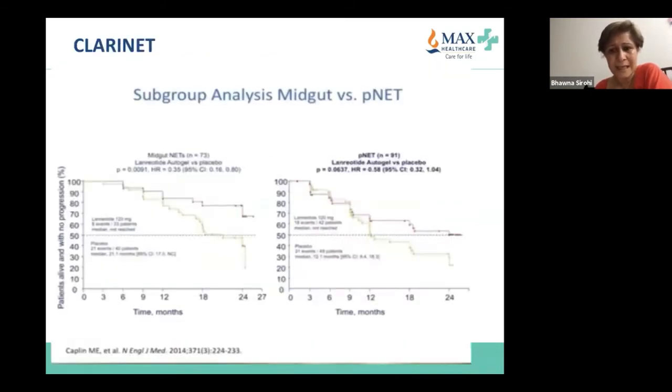The subgroup analysis of CLARINET, when they looked at midgut and pancreatic NET, showed that the benefit was coming more so from the midgut neuroendocrine tumors. The hazard ratio was 0.35 here versus 0.58 in pancreatic.